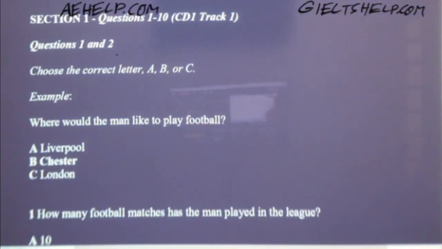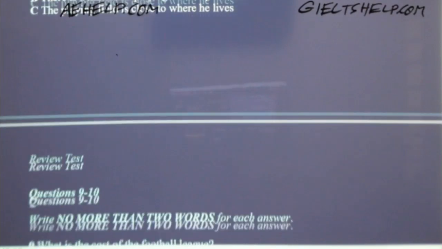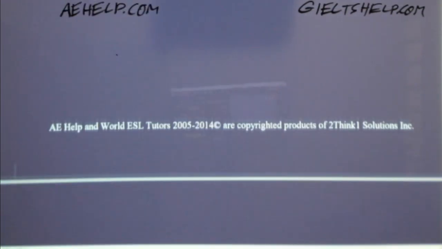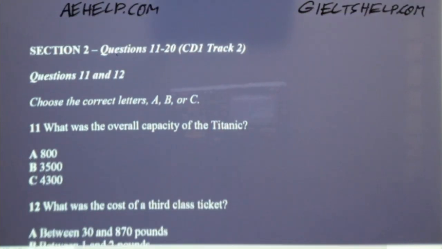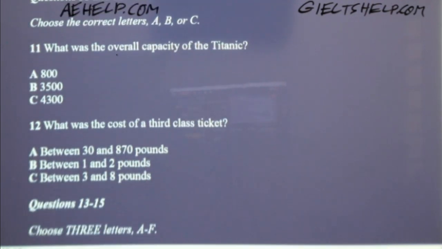This recording is copyrighted by 2 Think One Solutions Inc. and World ESL Tutors. You will hear several different recordings and you will answer questions on what you hear. There will be time given to read the instructions and questions and you will be given a chance to check your work. The recordings will be played only once. The test is made up of four sections. At the end of the test, you will have 10 minutes to transfer your answers to the answer sheet. Now turn to section one. Listening section one. You will hear a conversation between two men as one of the men registers for a football league. First, you have some time to look at questions 1 to 5.